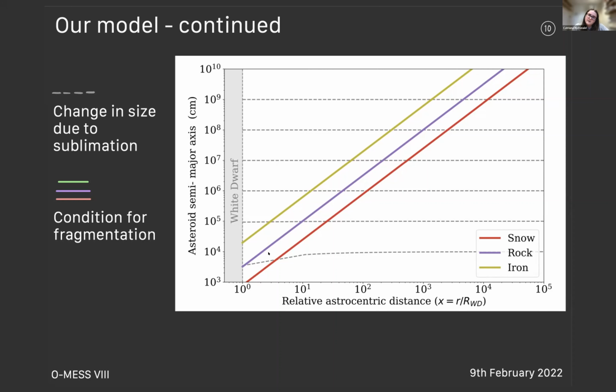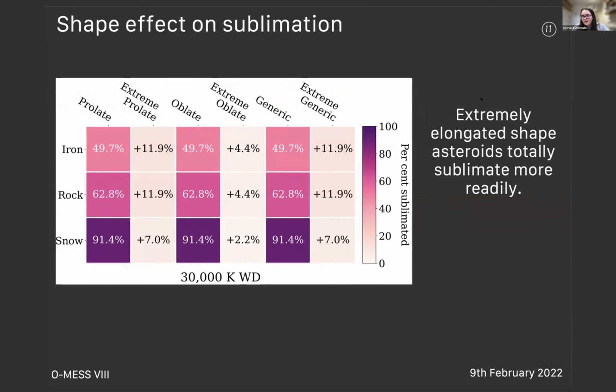So again, because we were primarily looking at how the shape affects these models, the first thing I wanted to show here is how the shape really does affect the sublimation for these bodies. So in this diagram here, I'm showing the percentage of bodies of different materials and shapes which sublimate completely as they approach a very hot white dwarf, so a 30,000 Kelvin white dwarf. And if we concentrate first on these pink and purple boxes, you can see that for, let's just take the rock as an example, 62.8% of all prolate, oblate, and generic asteroids all sublimate.